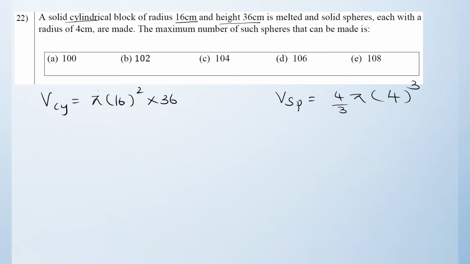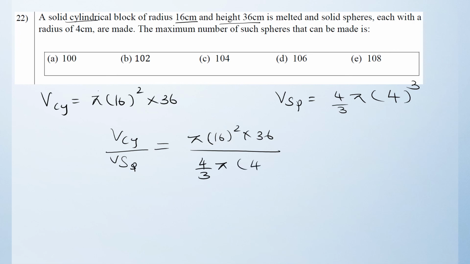So here the ratio between these two, volume of the cylinder and volume of the sphere, to the nearest integer will be the number of spheres that can be made. So here we have 36 and here we have 4/3 π r cubed. We have to simplify this thing.